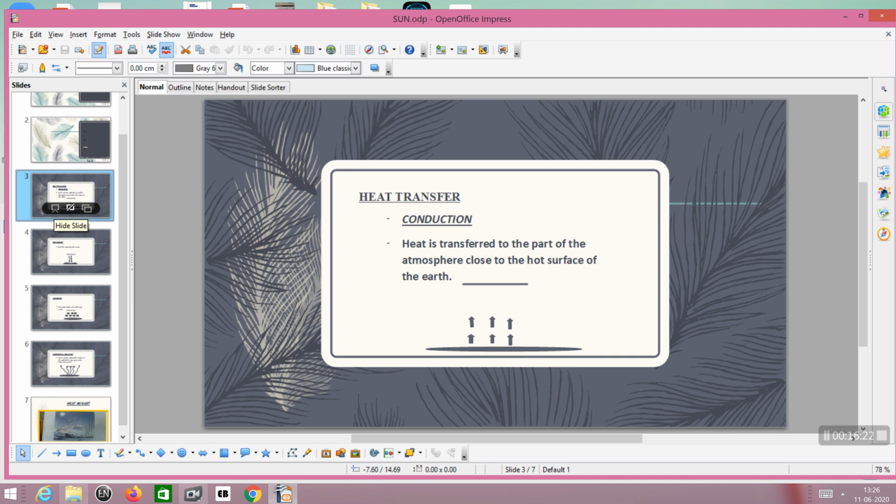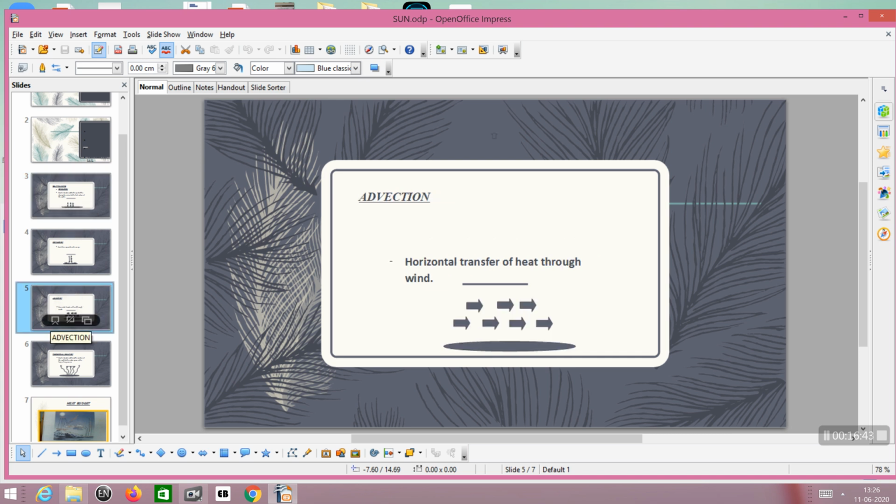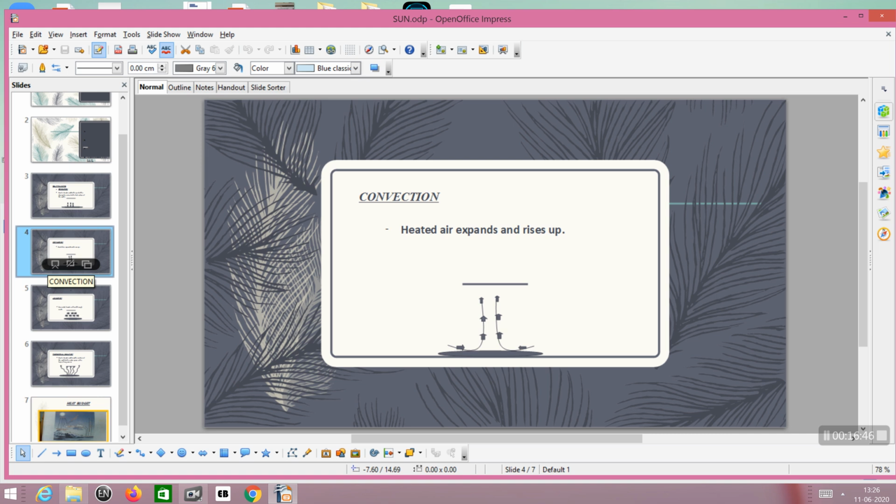Once again, I repeat, conduction is the transfer of heat in the lower atmosphere, that means the atmosphere close to the hot surface of the earth, from one molecule to another molecule. The second process is convection, that is, the heated air expands and rises upwards. That means the hot air from the lower atmosphere expands and rises upwards, and when it reaches the upper atmosphere, it becomes cool.